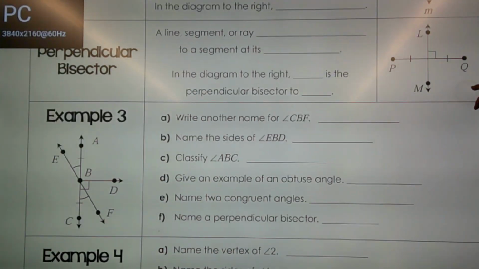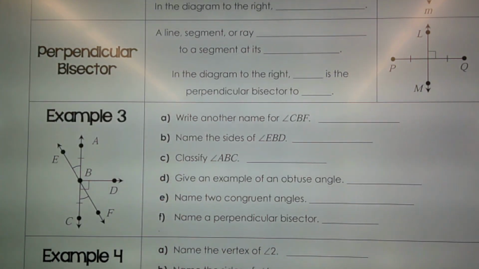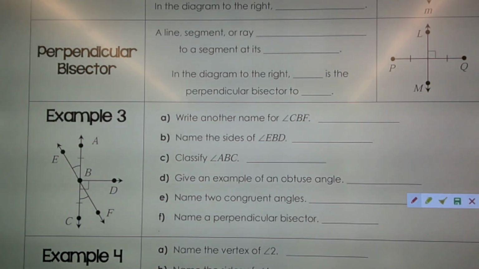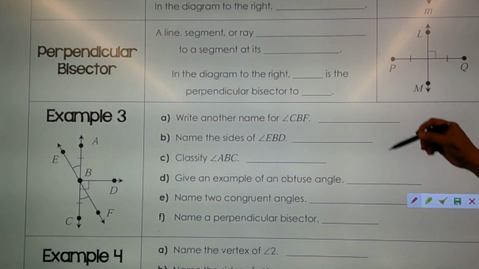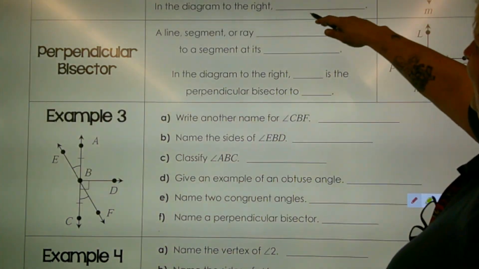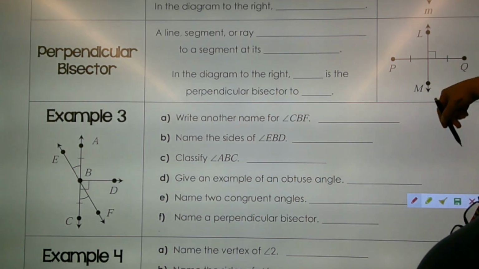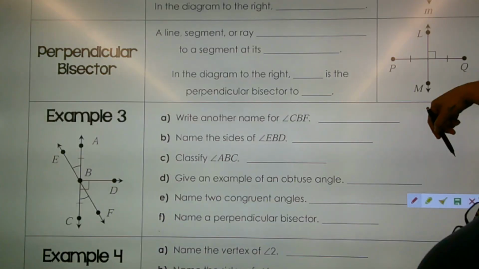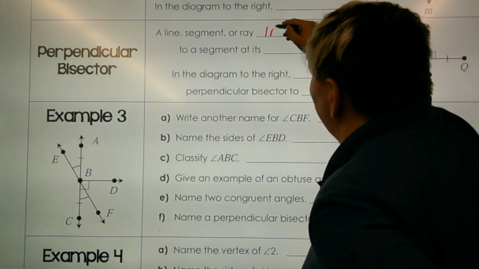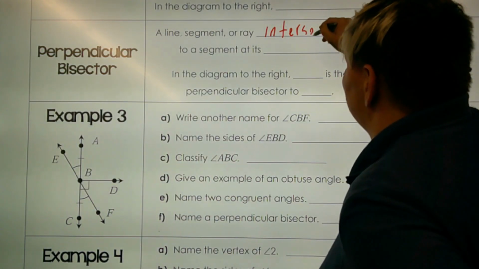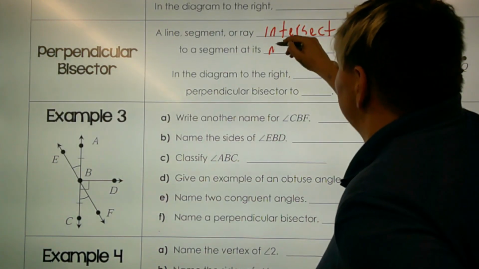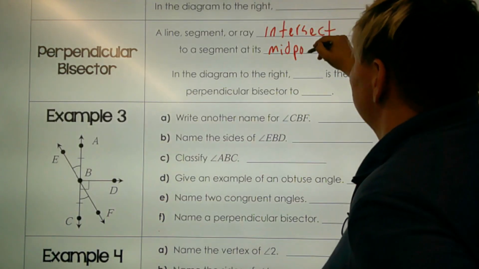Perpendicular bisector. A line, segment, or ray intersects a segment at its midpoint. I don't like the way they worded that. Intersects a segment at its midpoint. Right? Cuts it in half.